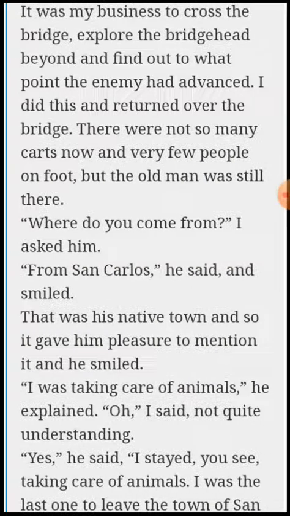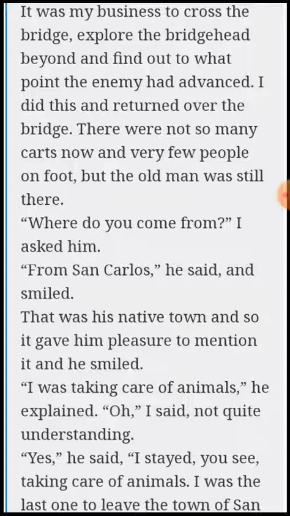And then, after this, it was my business to cross the bridge, explore the bridgehead beyond, and find out to what point the enemy had advanced. Now, what is given? That it was my business. Now, who speaks this? The narrator. Narrator means Hemingway. So it was my business to cross the bridge, explore the bridgehead beyond, and find out to what point the enemy had advanced.